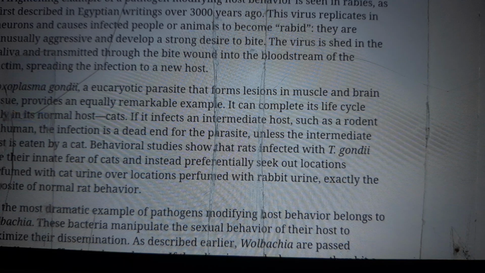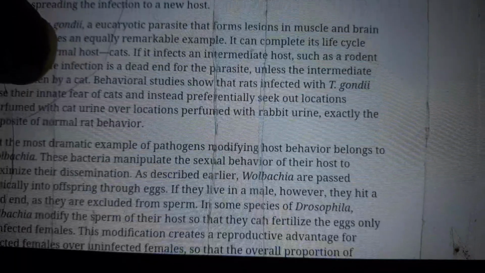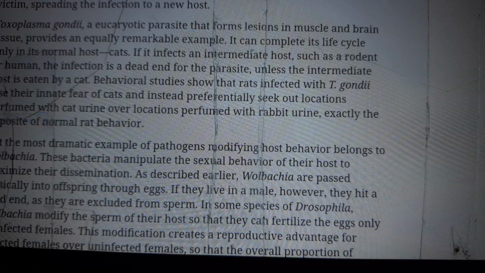A frightening example of a pathogen modifying host behavior is seen in rabies. As first described in Egyptian writings over 3,000 years ago, this virus replicates in neurons and causes infected people or animals to become rabid. They are unusually aggressive and develop a strong desire to bite. The virus is shed in the saliva and transmitted through the bite wound into the bloodstream of the victim, spreading the infection to a new host.